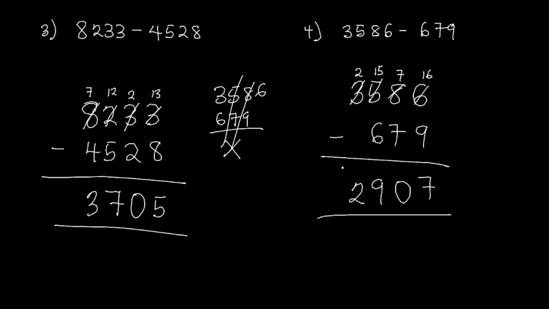So this becomes the final answer after subtracting 3,586 and 679. This is how we subtract 4-digit numbers, and this is how we do the borrowing. You borrow from the next number, it becomes 10. You add it to the previous number to increase it before you do the subtraction, and then you make sure once you borrow from a particular number, it has to decrease by 1 in that particular column.